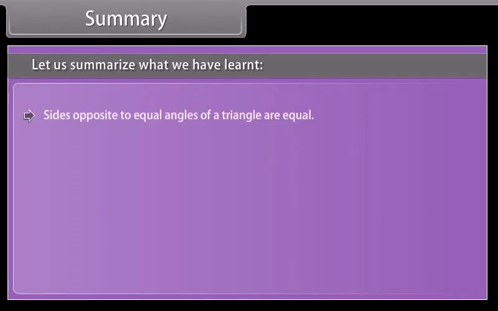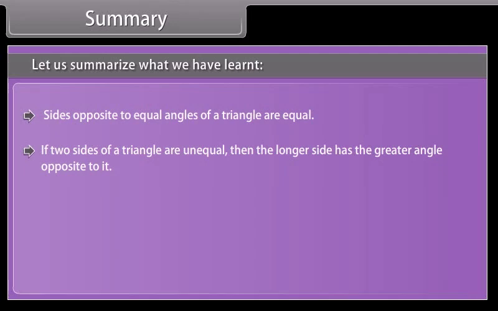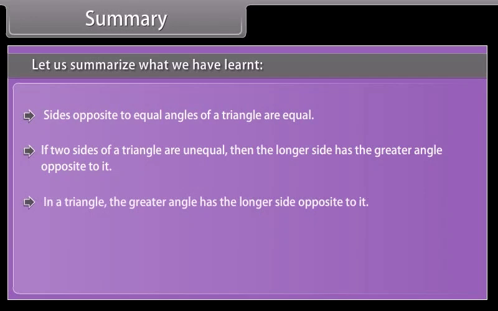Sides opposite to equal angles of a triangle are equal. If two sides of a triangle are unequal, then the longer side has the greater angle opposite to it. In a triangle, the greater angle has the longer side opposite to it. Sum of any two sides of a triangle is greater than the third side.